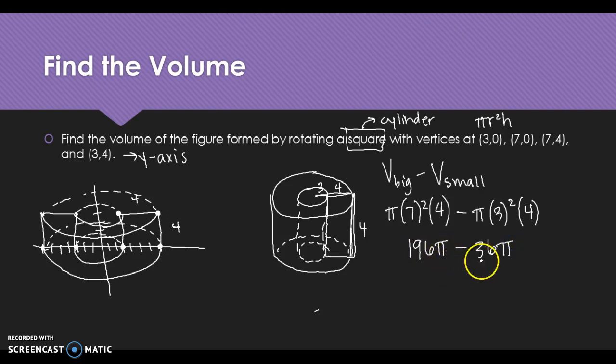And then because they both have pi, that's kind of like terms, I can combine those. So 196 minus 36 is 160, and keep that pi in there. So my volume of just the solid part, not including the hole in the middle, is 160 pi.